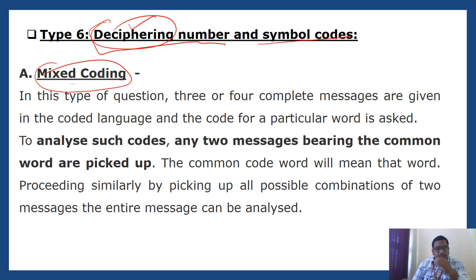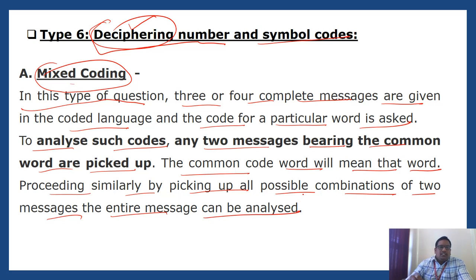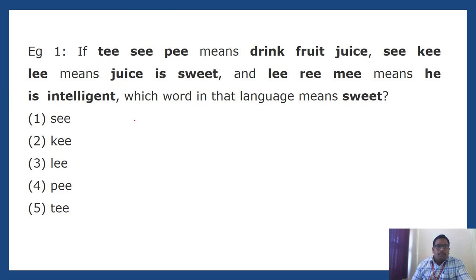Now, first one, mixed coding. What does mixed coding mean? In this type of question, 3 or 4 complete messages are given in the code language, and the code for a particular word is asked. To analyze such codes, any 2 messages bearing the common word are picked up. The common code will mean that word. Proceeding similarly, by picking up all possible combinations of 2 messages, the entire message can be analyzed. So most of my audience are happy to know that you have not understood what is written here. No issues. We are going to discuss the same thing while solving the question. Clear? First question.